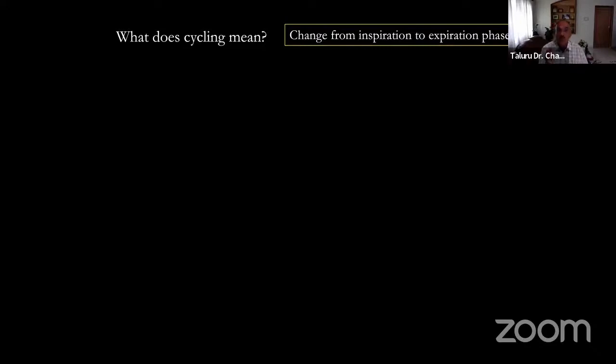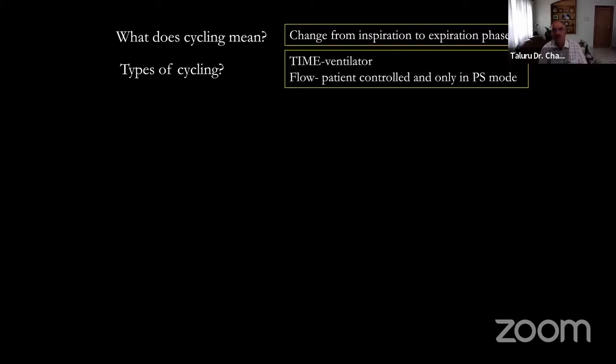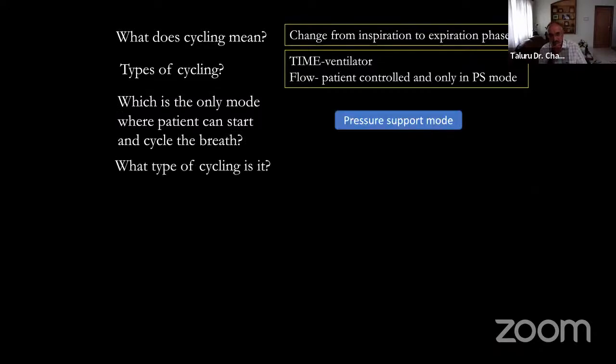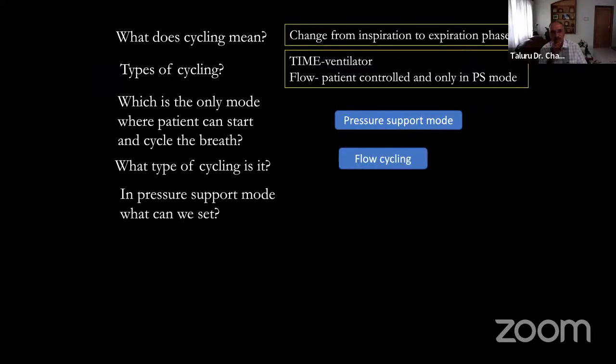Not pressure support. It is flow. The peak flow, 25% of the peak flow, whenever achieved. It's called flow cycling. In pressure support, the cycling occurs by flow cycling, meaning when the flow falls to 25% of the peak flow, which by default is set at 25. You can set it at 40, 50, whatever you want. Type of cycling: time cycling by the ventilator is the only other mode. Which is the only mode where the patient can start and cycle the breath? It's flow cycling.